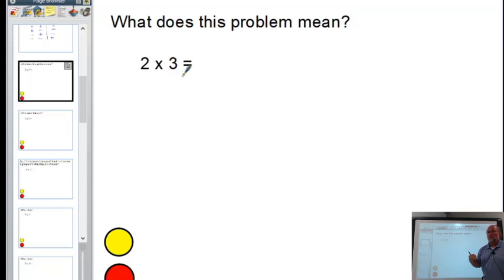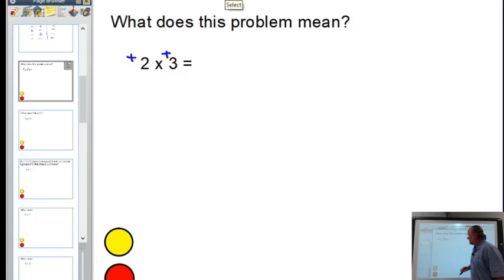Well, if you remember back in elementary school, that really meant 2 groups of 3. Now, more specifically, we need to talk about positives and negatives. So this 2, because it doesn't have a sign, is a positive, and this 3, since it doesn't have a sign, is a positive. So this says positive 2 times positive 3. Well, what that really means is I've got 2 groups of positive 3.